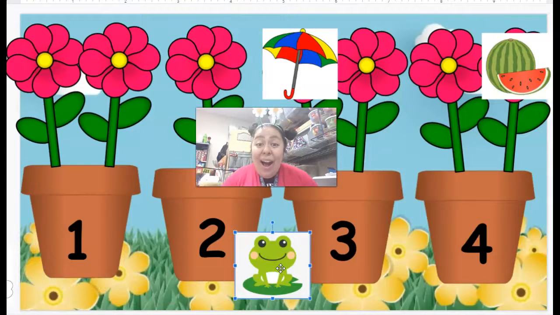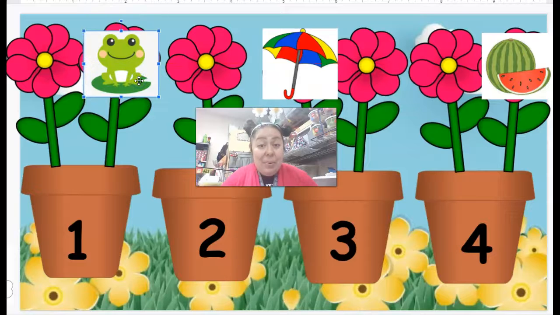It's a little frog. Let's see how many syllables are in the word frog. Hand up. Fingers ready. Frog. How many? Just 1 syllable. So I need to look for the pot with number 1. Here it is. Let me move that frog to a flower in the pot with number 1 for 1 syllable. Now let's look at another picture.